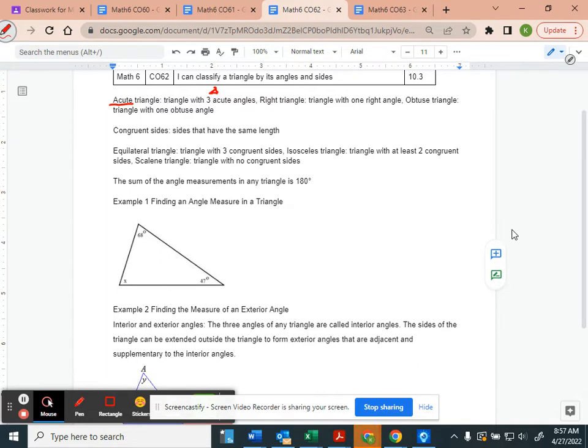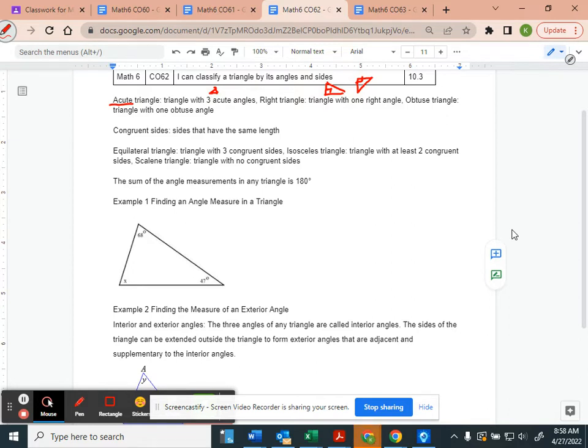A right triangle is a triangle with one right angle. So that right angle could be anywhere. It could be down on the bottom there. It could be up on the top. So it doesn't matter where the right angle is position-wise. As long as there's a right angle, it will be a right triangle.